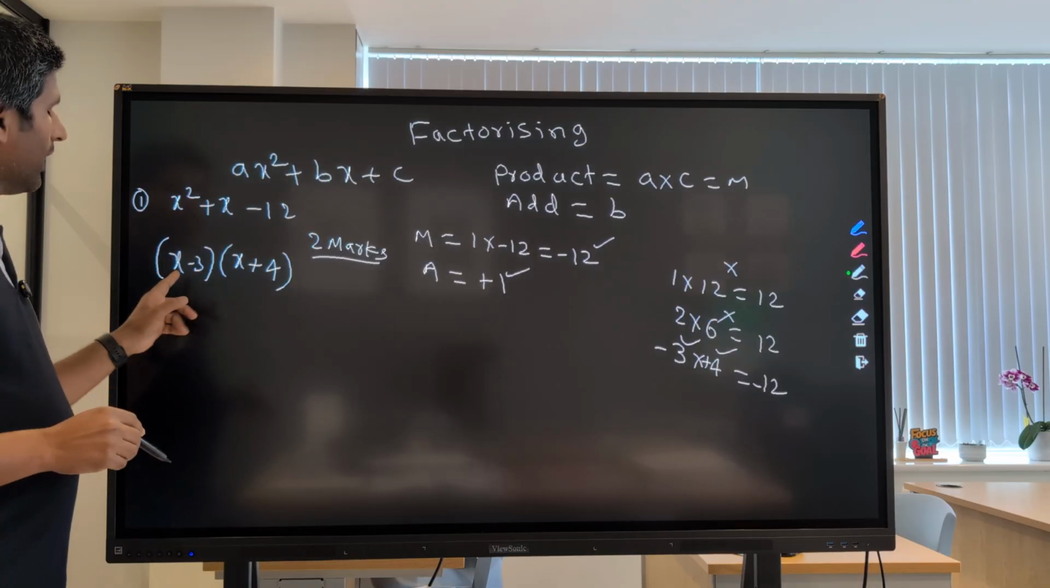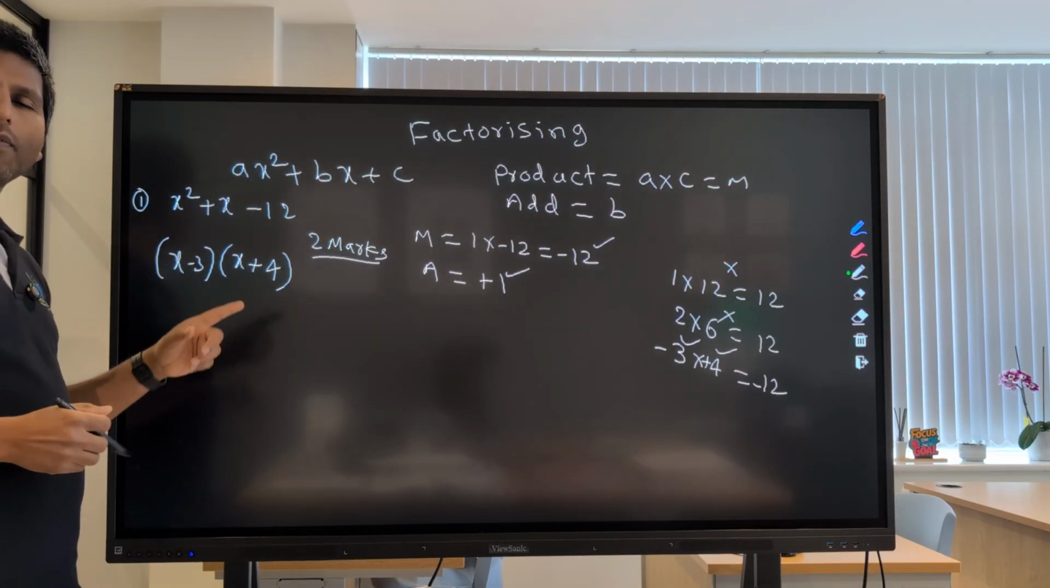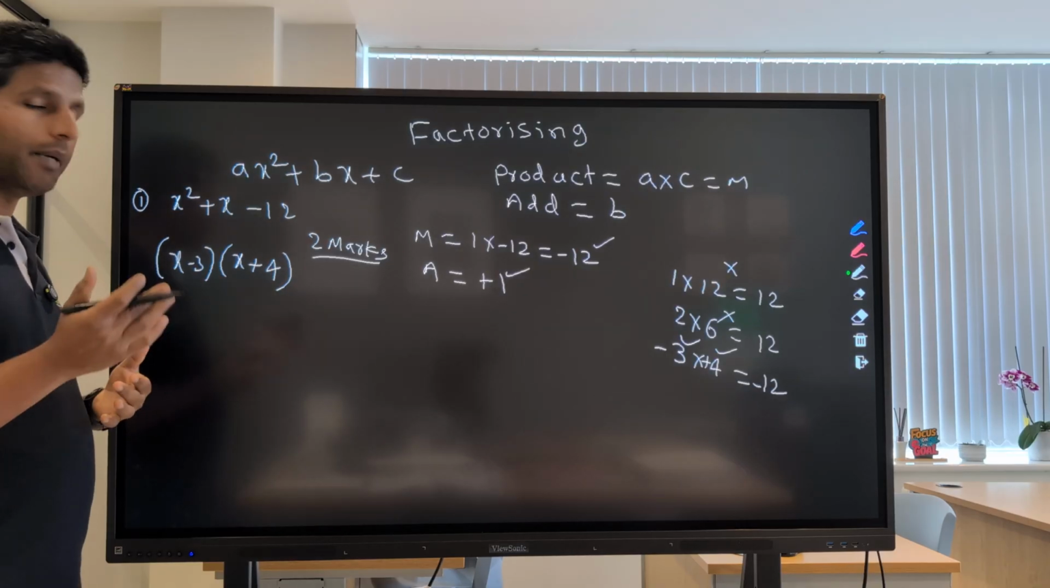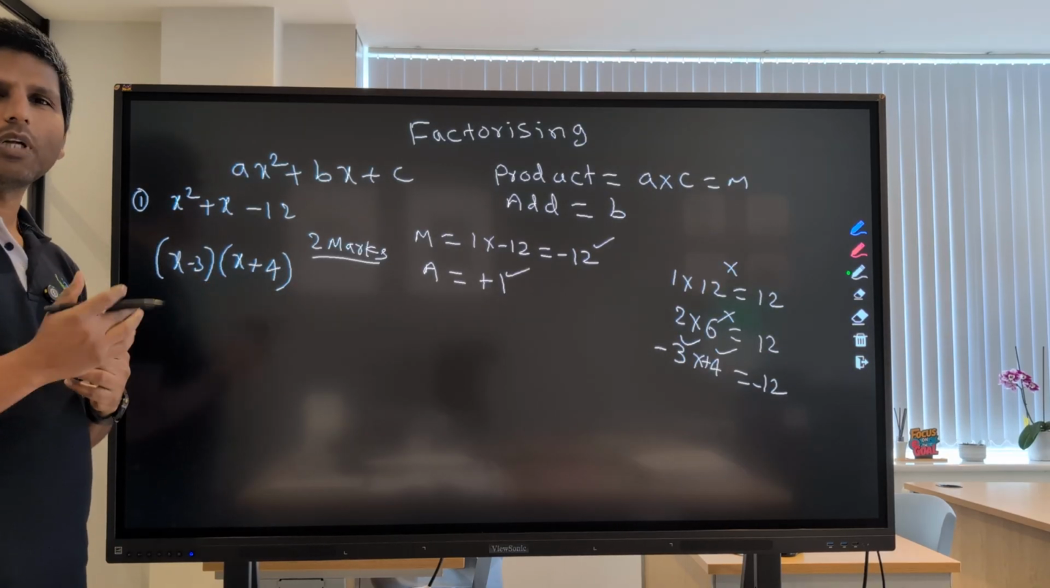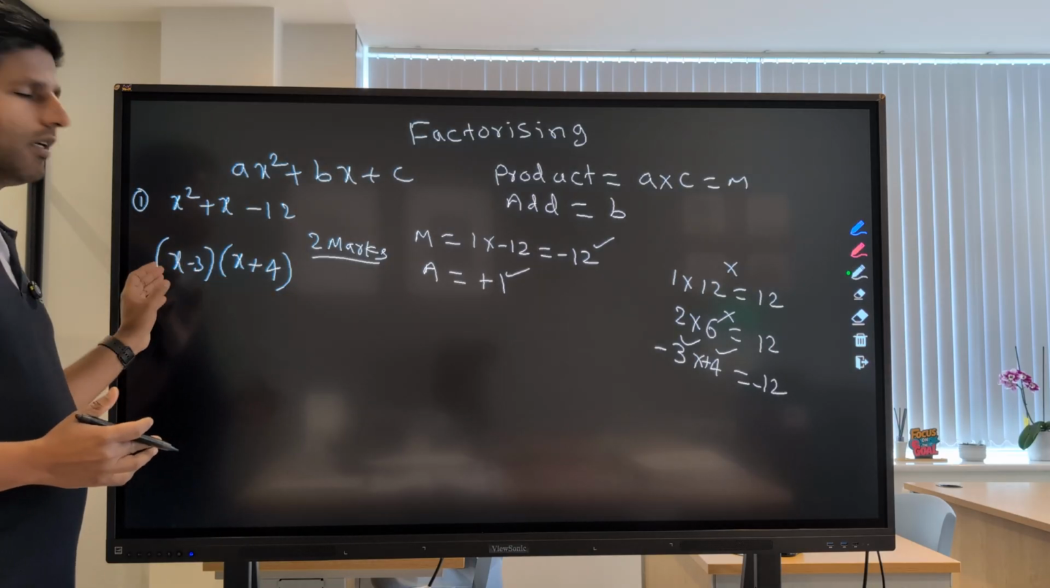This is perfectly fine. And you may ask, is the order important? Can you write x plus 4 followed by x minus 3? Yes. The bracket means times. So 2 times 3 makes 6, and 3 times 2 makes 6 as well. So it doesn't matter which order you write.